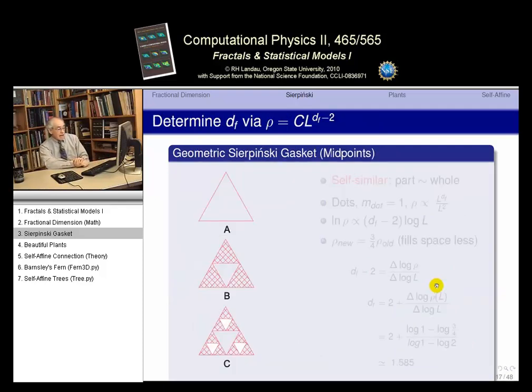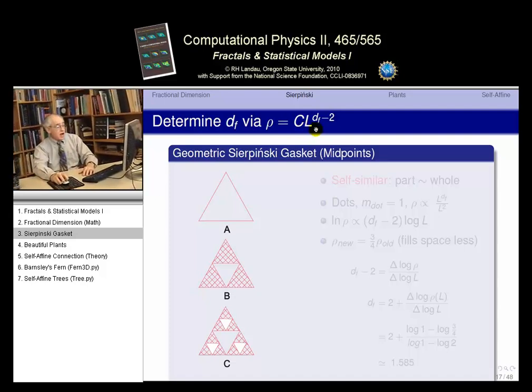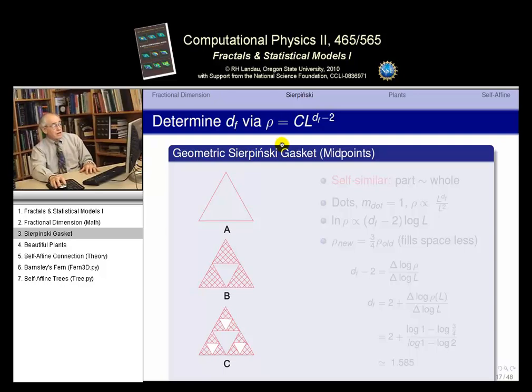Okay. Let's analyze this fractal and determine its fractal dimension. See if there is such a thing. So here's how we'll do it. Recall, we'll use the basic formula we've derived, deduced, suggested, hypothesized, that the density of an object is equal to some constant, which we don't care about, times the length of the side, this is a planar object, to the fractal dimension df minus 2.